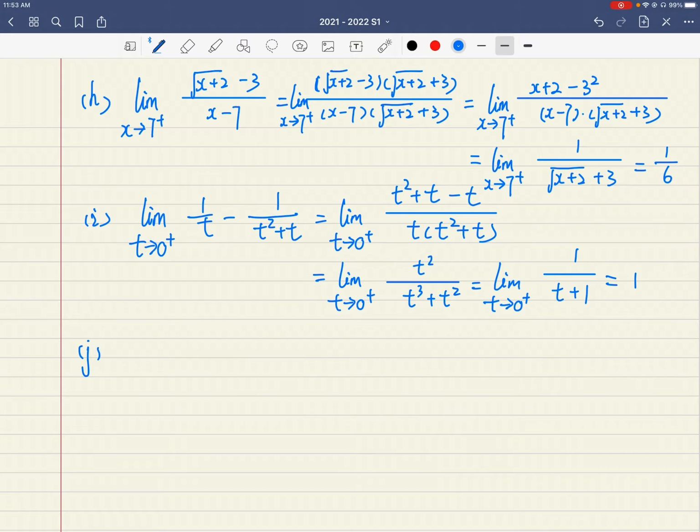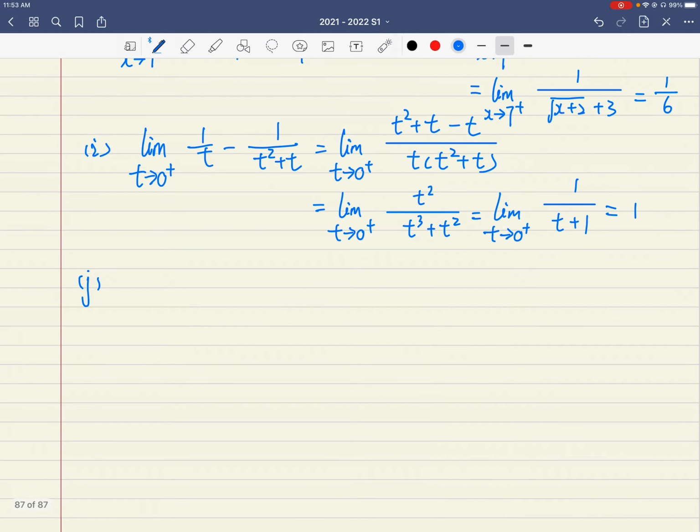Right, so part J. Part J is different, it's one of a kind. It's different because now we have x to the power 4 times cosine. Okay, so you try to do the substitution. Here it's 0 to the power 4. Okay, this part is 0. The limit is quite obvious.